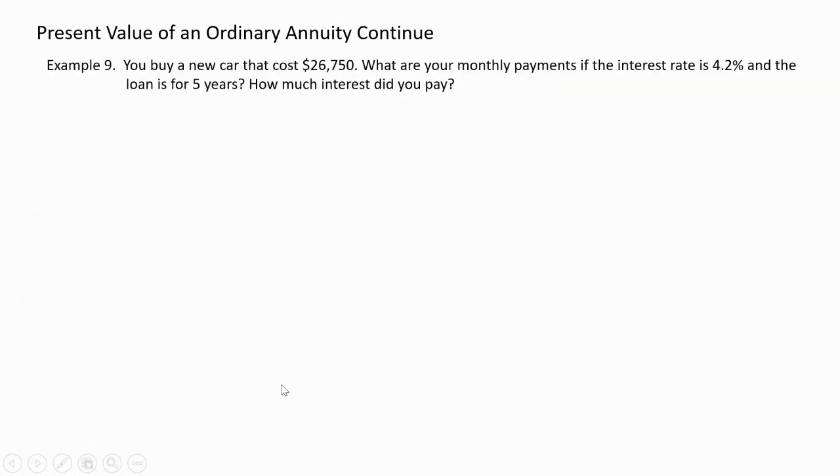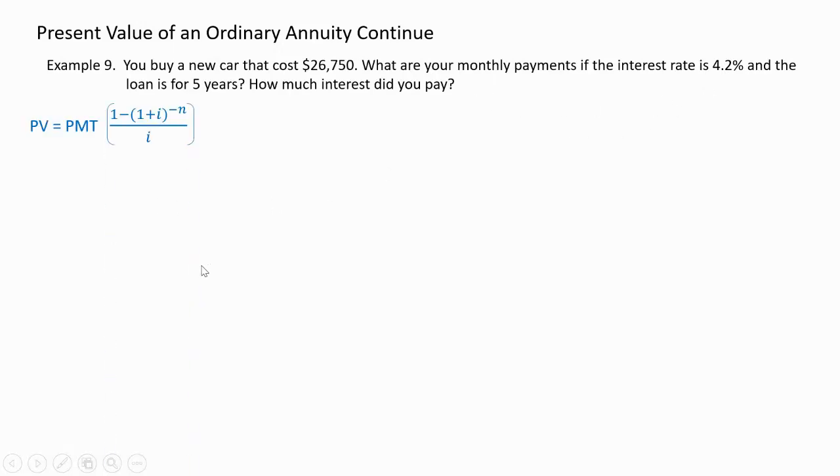Okay, now let's see an example here. Say you want to buy a new car that costs $26,750. What are your monthly payments if the interest rate is 4.2% and the loan is for 5 years? How much interest did you pay? Now, 4.2% is a good percent right now at this moment. If you have good credit, it can even be a little bit lower than that. But if your credit is bad, it'll be something like 6 or 7 or even 8%. And the higher the percent, the more money you're going to end up paying per month, and also the total amount for the car.